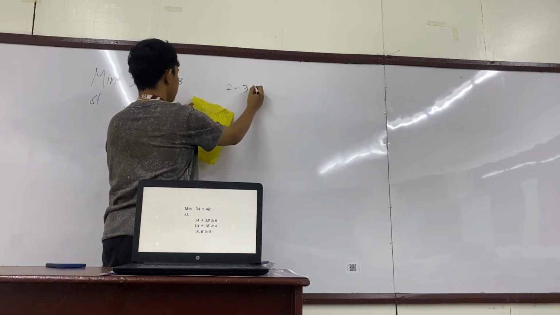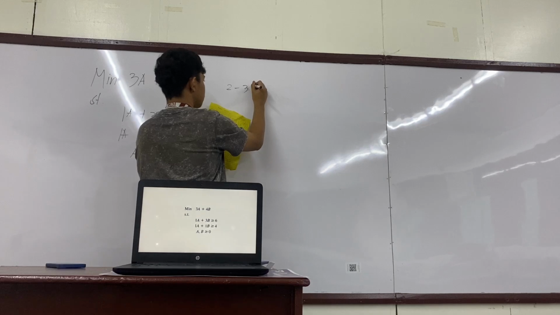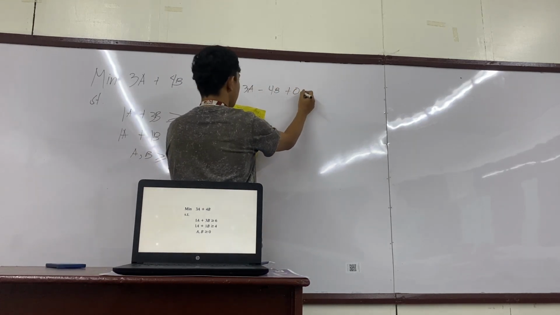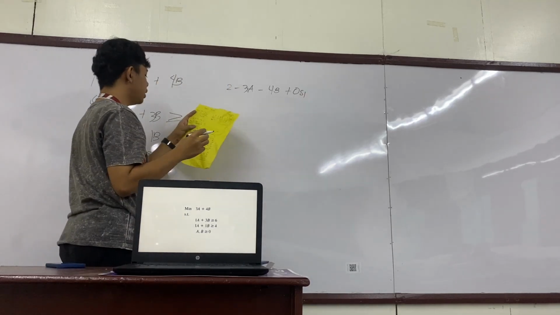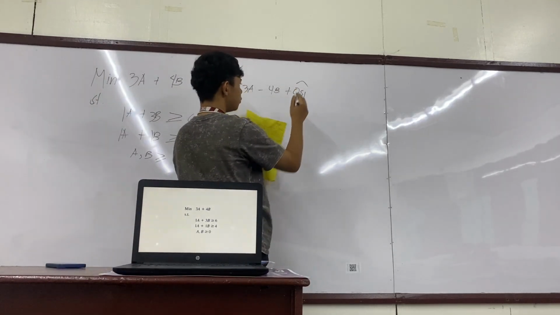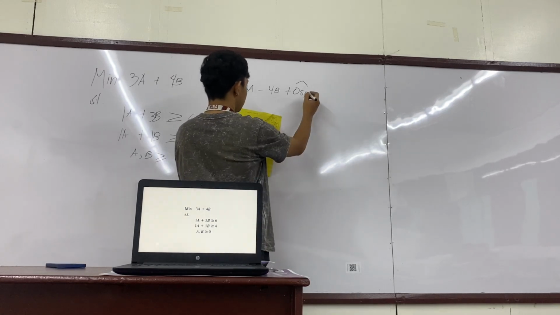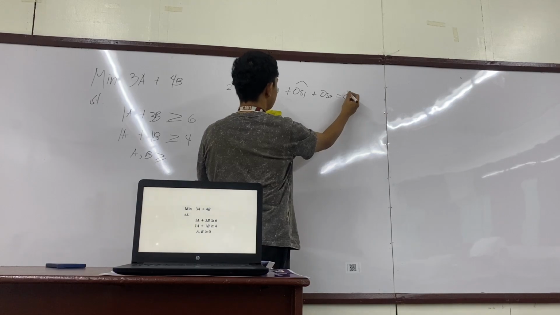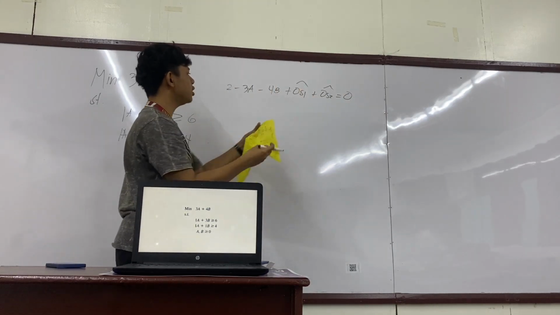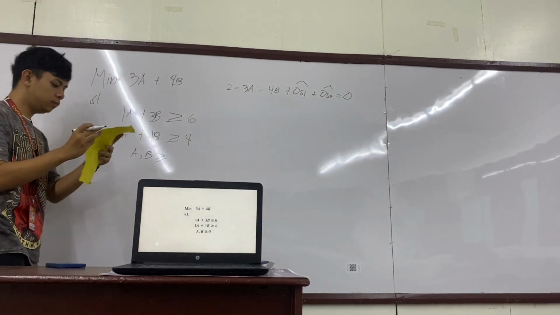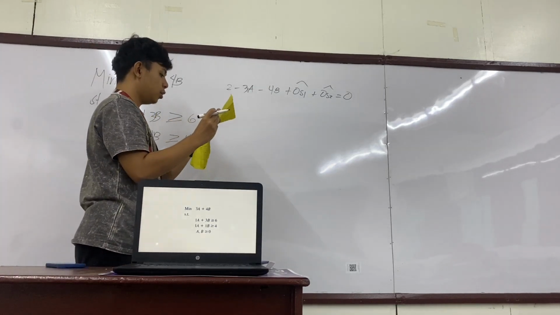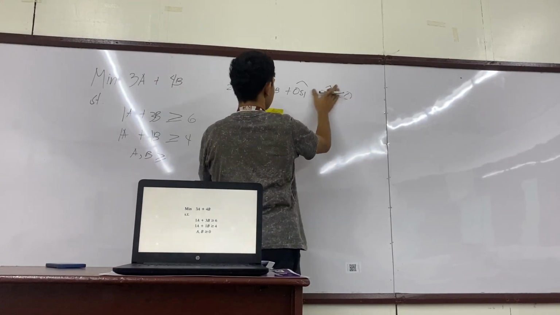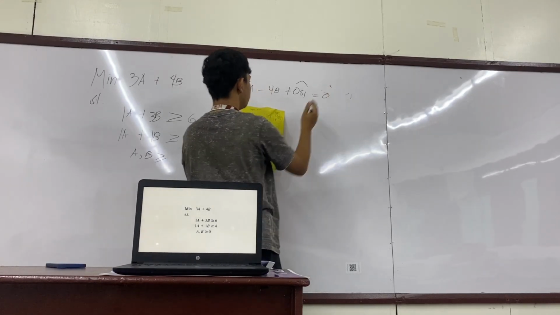2 minus 3a minus 4b plus 0S1. So we need to add the S1, for example, and plus 0S2 is equal to 0. So this is additional for the solving. After that, S1 is equal to 0.